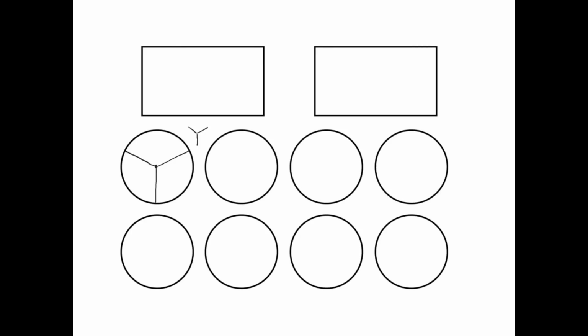So just make it as close as possible. I want you to be picky about it. So we have thirds because there is one shaded out of 3 equal parts, which also means that the size of the pieces are thirds. All right, so there's our thirds.